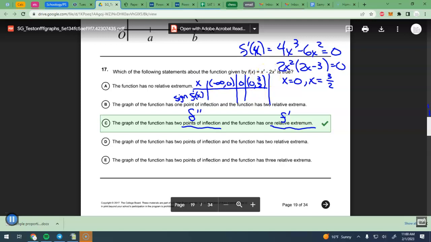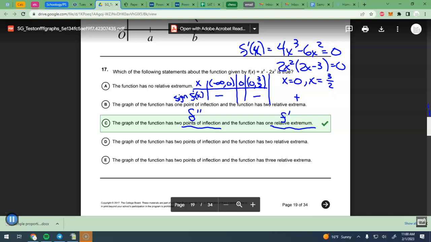I'm kind of running out of room, but is that familiar? Do you guys remember doing that on the take-home quiz? So this would be negative, negative, and the last one would be positive. So if there's one time when it changes, that is what gives you the one relative extreme.